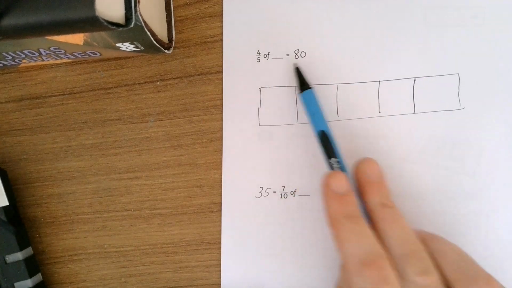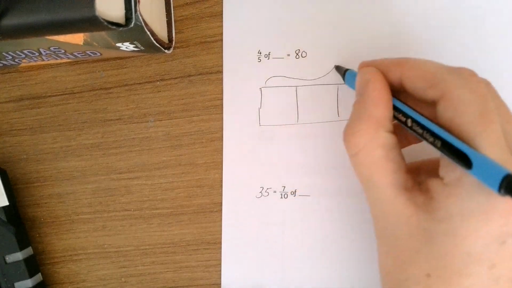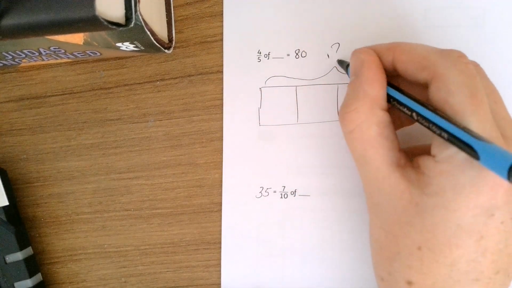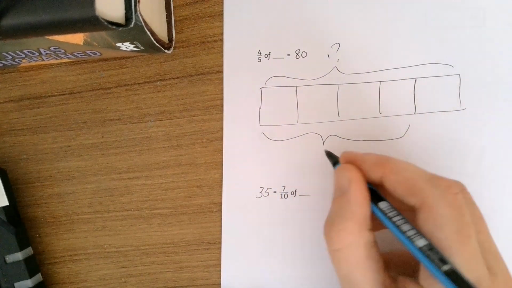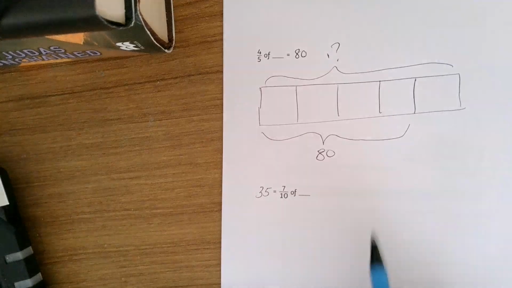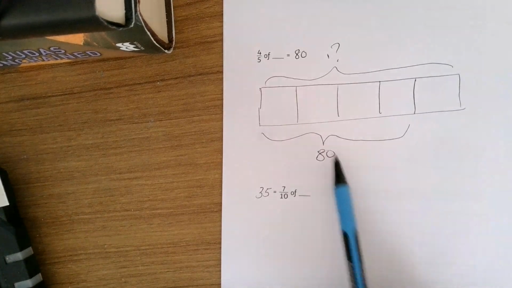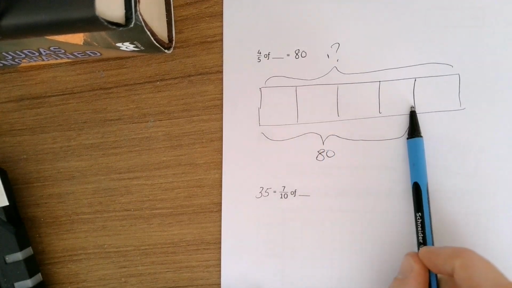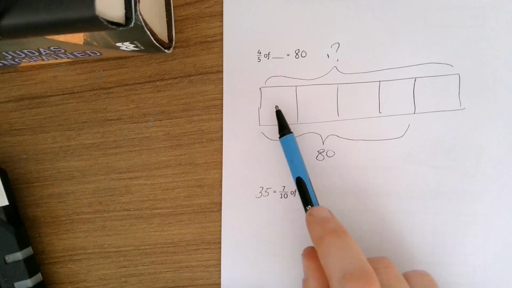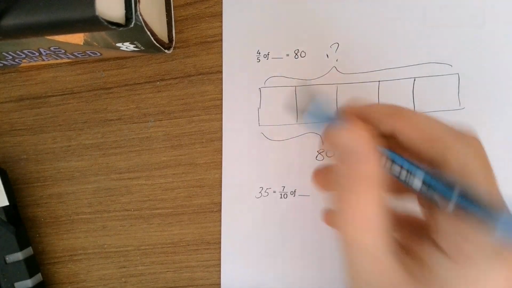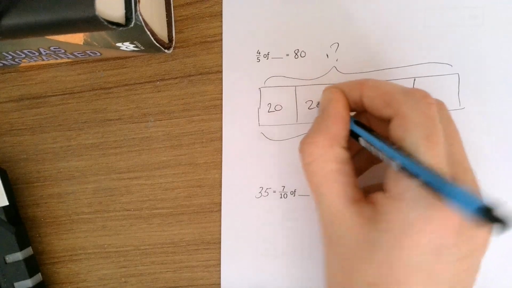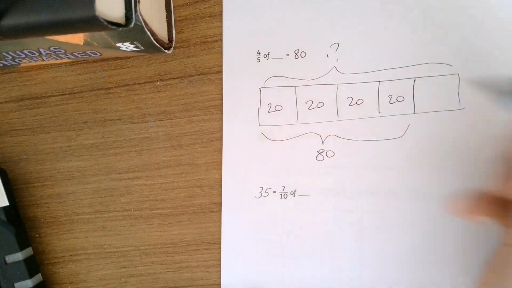So 4/5 of something, so I don't know what my something is. There's my something, I don't know what it is. But I know that much is 80. So I've got to think of a number that goes 4 times into 80. Well, it's going to be 20, 20, 20, 20, 20, 40, 60, 80. Yep, that works. So 20, another 20, and another 20, and another 20.